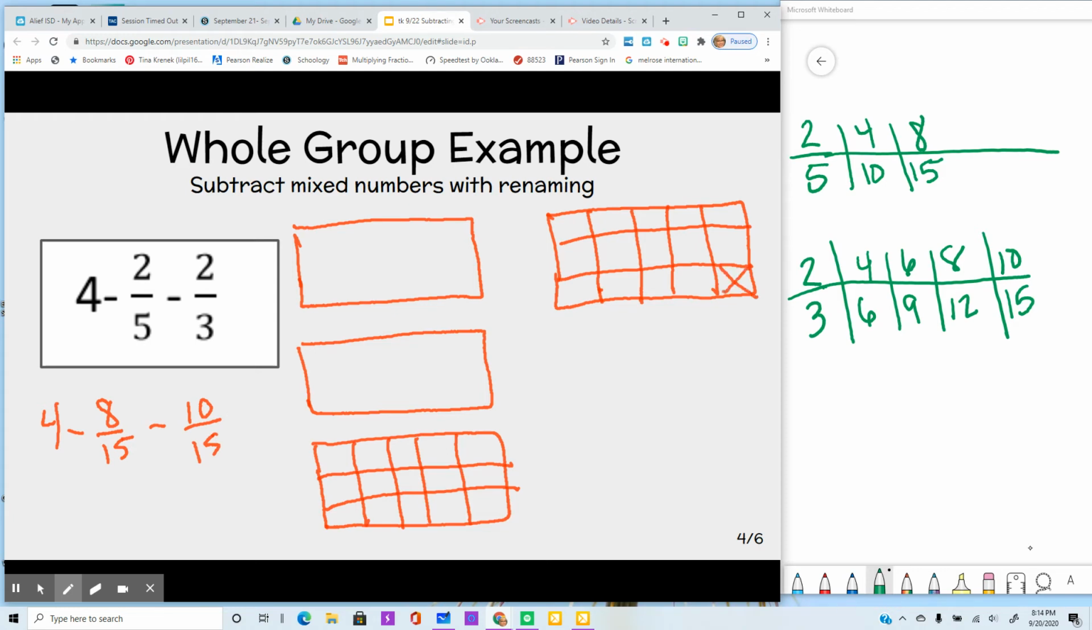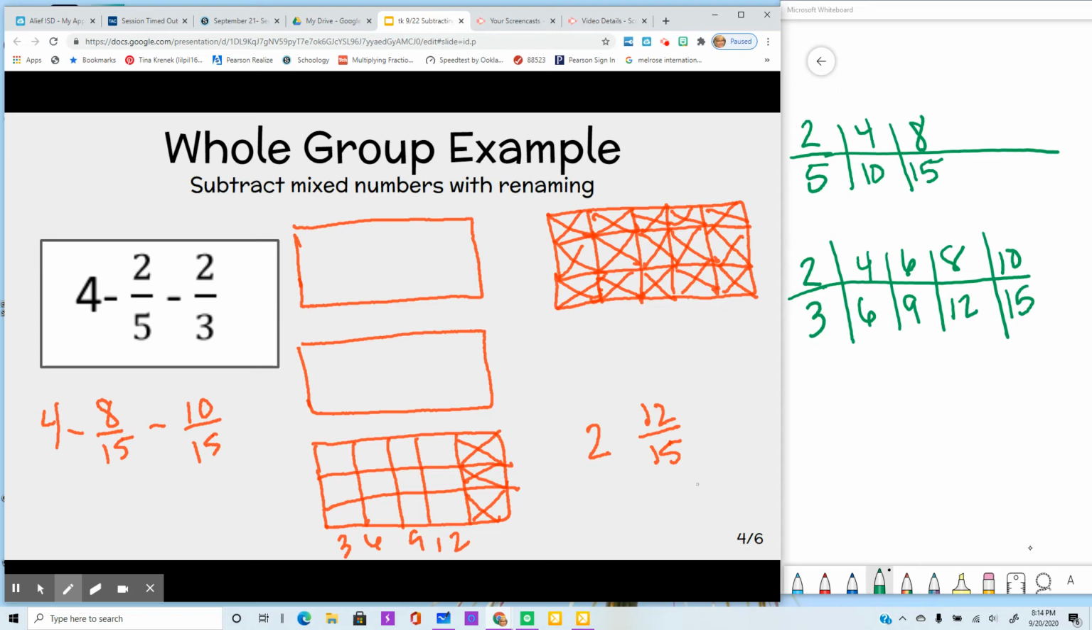So we got 1, 2, 3, 4, 5, 6, 7, 8. And now let's take away our 10/15. 1, 2, 3, 4, 5, 6, 7, 8, 9, 10. What do we have left? 2 whole and 3, 6, 9, 12/15. 2 whole and 12/15.